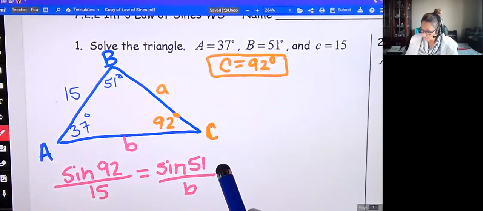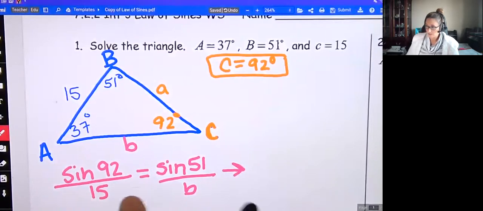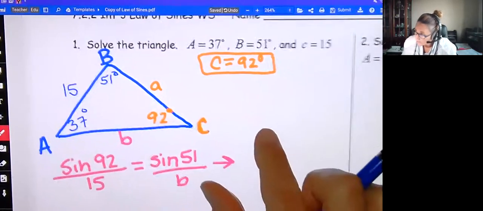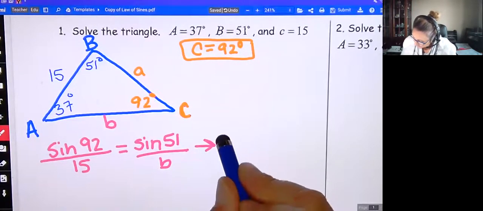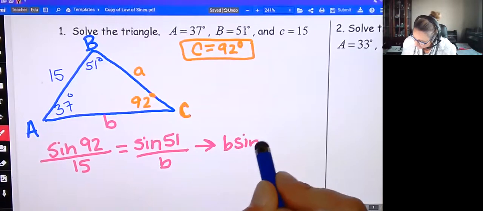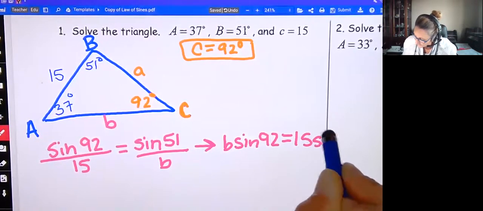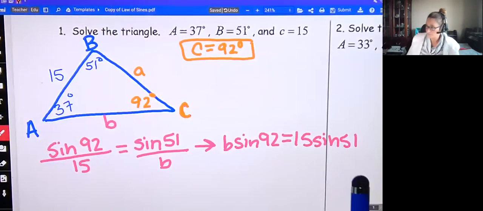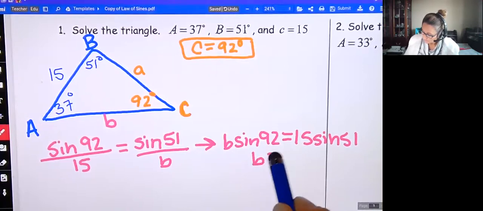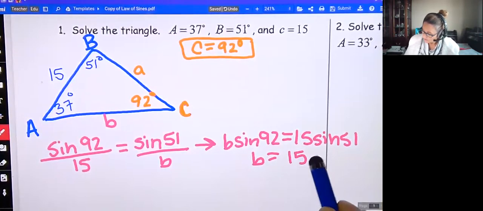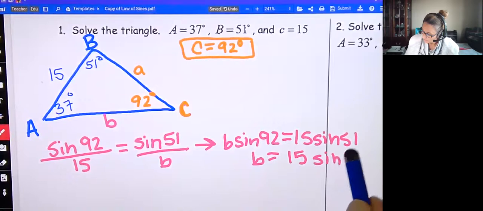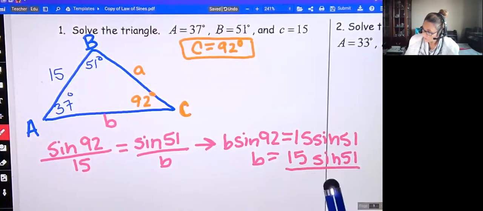Okay, so when I'm doing that, I'm going to multiply these together. I'm going to be multiplying these together. So I am going to get b times sine of 92 is equal to 15 sine 51. I'm going to solve for b, so I want to get b by itself. So I'm going to take 15 sine of 51 and divide by sine of 92.